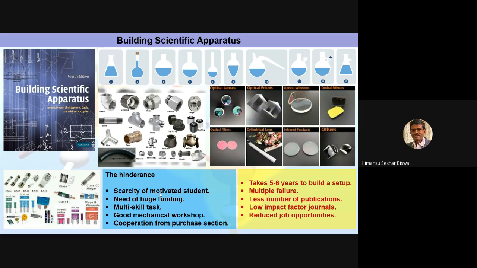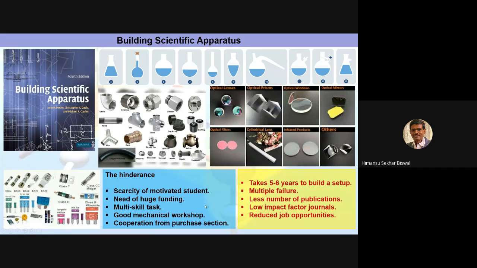The biggest hindrance to building scientific equipment in India is the scarcity of motivated students, because our training is just a chemistry education. We have synthetic organic chemistry. We never introduce in our chemistry textbooks things like fuses and connectors, and we don't even introduce the different types of glassware in our curriculum. That is one of the reasons why students are not motivated to build the equipment.